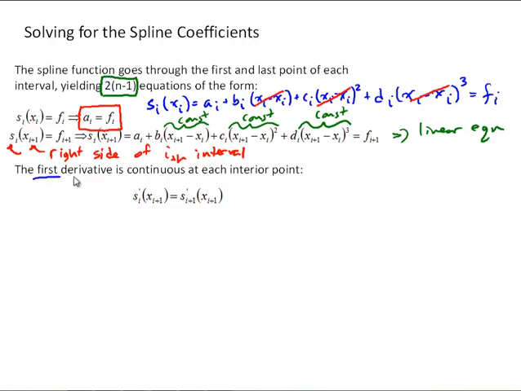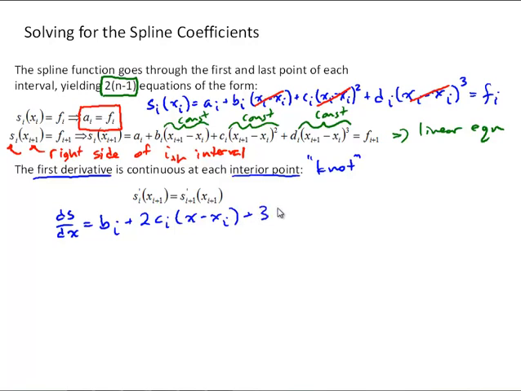Next, we need to apply that first derivative constraint so the spline function looks continuous at each interior point. So let's start by calculating what the derivative of the spline function looks like. So dS/dx, that's going to be, the ai goes away, and we get bi plus 2ci times (x minus xi) plus 3di times (x minus xi) squared.